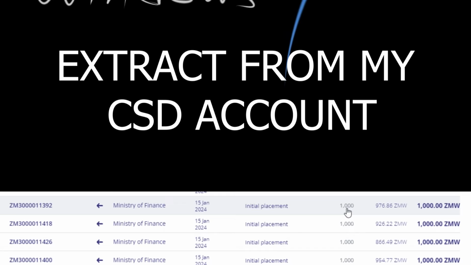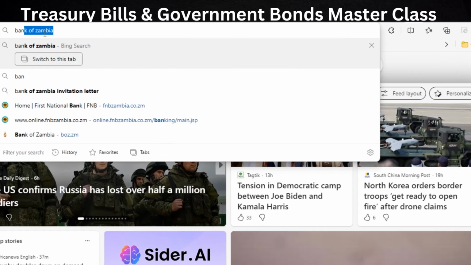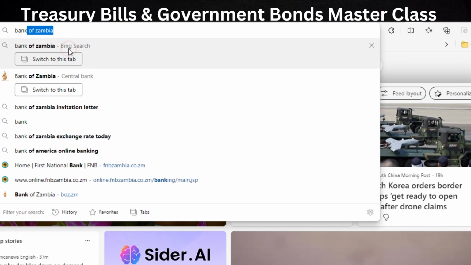This 1,000 is known as the face value. This is what you see. This is what you are going to get at maturity. This is what you are going to get when the treasury bill matures. These amounts here are what are known as the cost value. This is what the Bank of Zambia is deducting from my account. So first of all, I wanted us to be on the same page when we talk about the face value and the cost value. Now let us just go to the Bank of Zambia website.